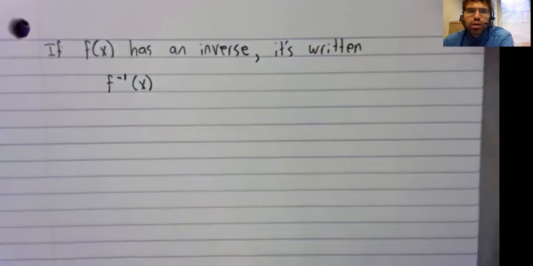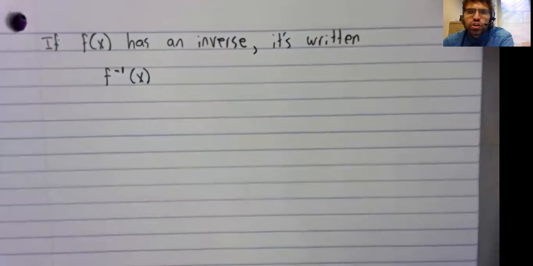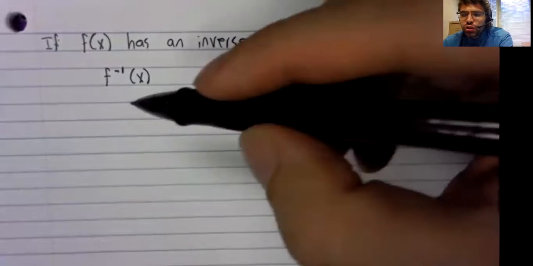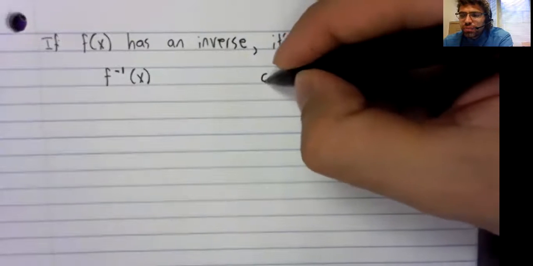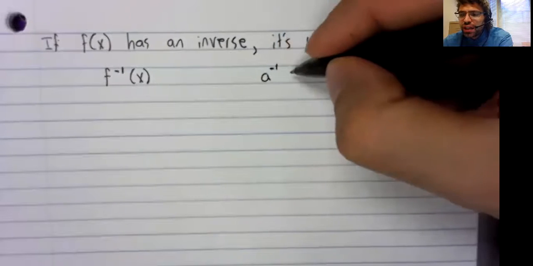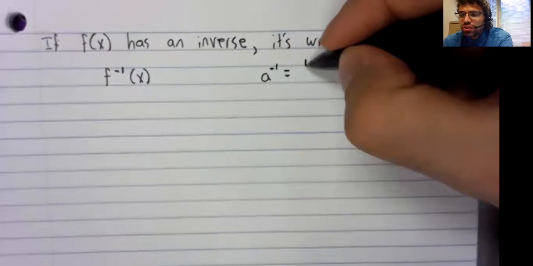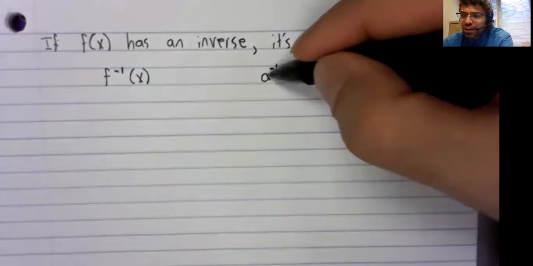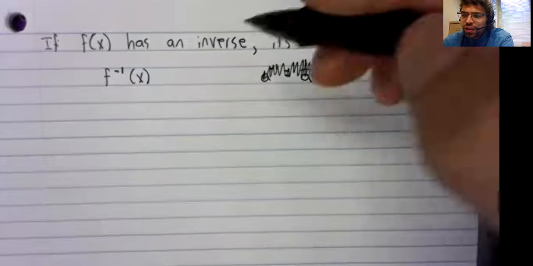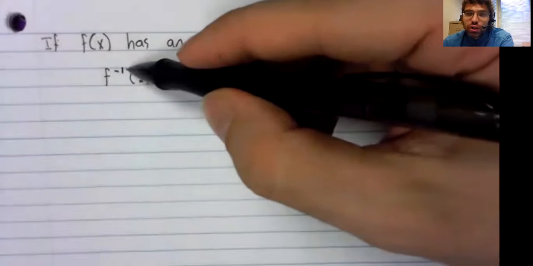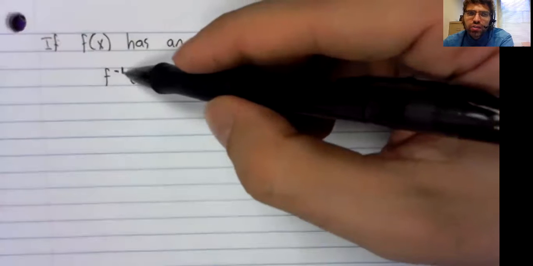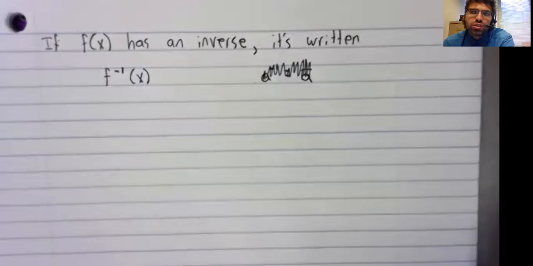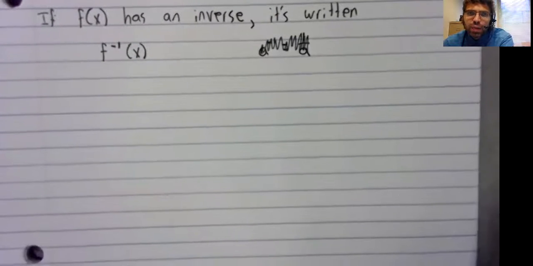And this is pretty unfortunate notation because it risks giving you completely the wrong idea. Usually, if something's raised to the negative first, that's the same as dividing by that something. That's not what's going on here. The inverse of f is not 1 divided by f.